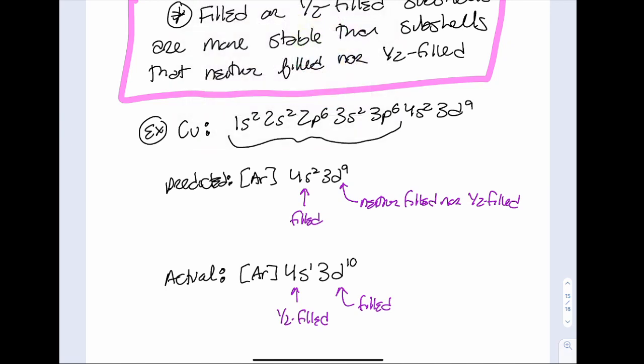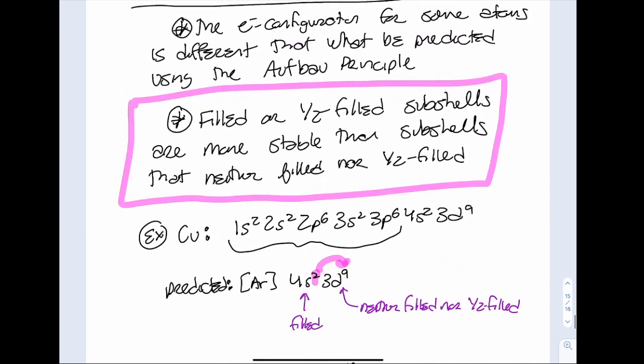And again, I don't expect you to just know that copper does, but if I say copper has an anomalous electron configuration rather than a predicted one, I do expect you to be able to recognize that if I was to take one of these electrons and move it here, I'm getting this part. So do be able to do that.